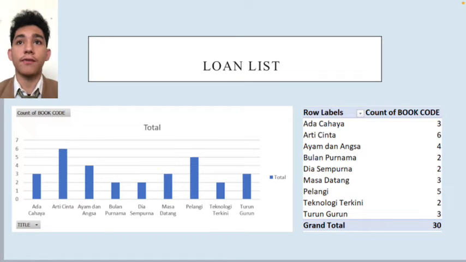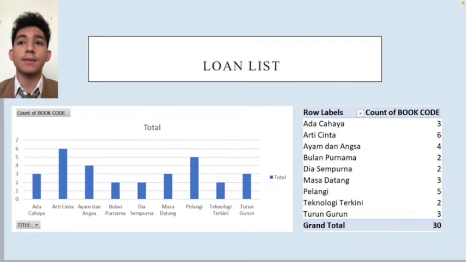Pivot chart table of loan list. In this table, it shows us about the books that a member borrows. First, Ada Cahaya was borrowed 3 times. Arti Cinta 6 times. Ayam dan Angsa 4 times.